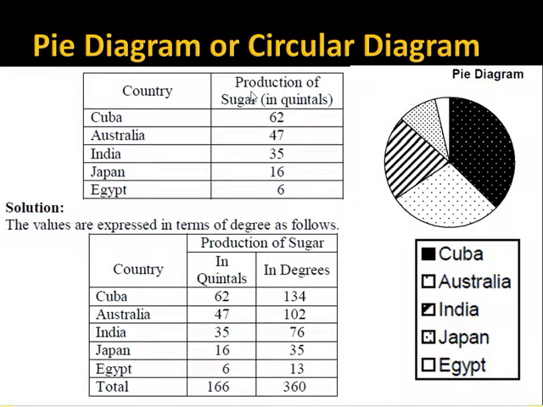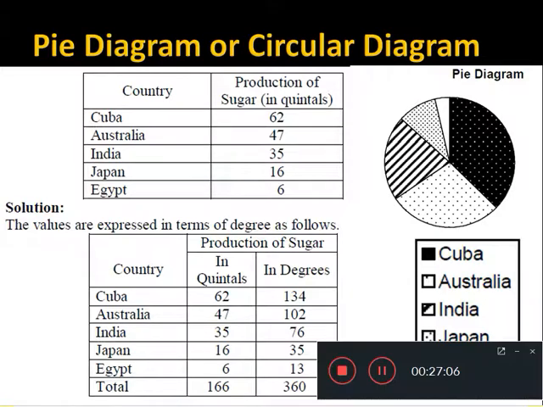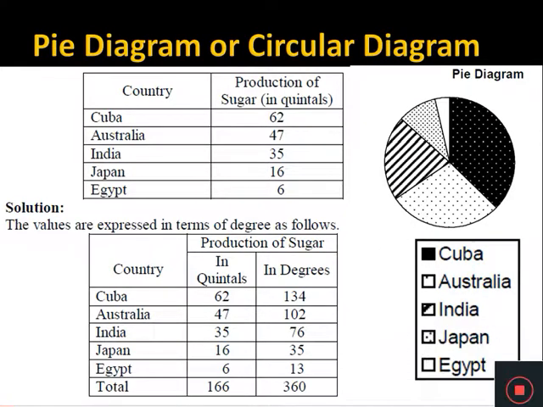Here is given data on the production of sugar in quintals in various countries: Cuba, Australia, India, Japan, Egypt. This is the sugar production in quintals. How do you convert it into a pie diagram? First, you construct a circle of a fixed radius of your choice depending upon the space available. Then you have to convert it into degrees. The total angle of this circle is 360 degrees. So you will first convert each sector into degrees.